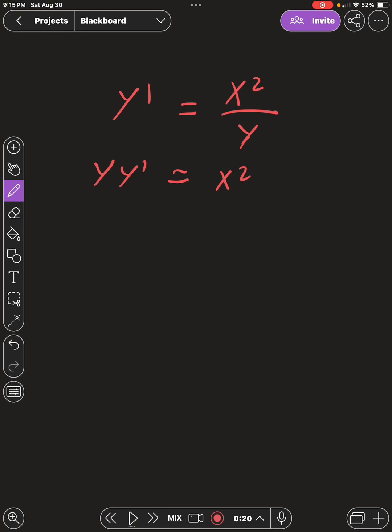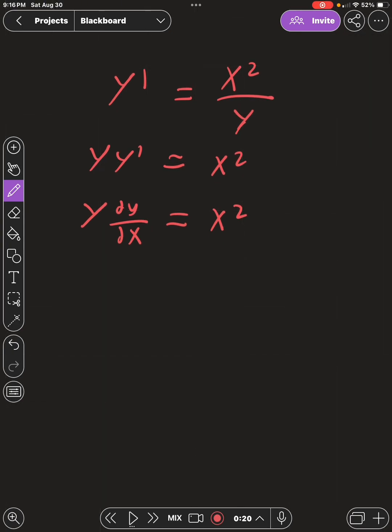Now, we want to get this in a better form here, like using the Leibniz notation. Right now, we're just using the prime notation. Either form works. It's really a personal preference, but if we use the Leibniz notation, you'll see how much easier it is. So if we rewrite this as y dy/dx equal to x squared, what did I do here? Well, I just simply replaced y prime with dy/dx. And that's just easier to do the algebra that way. Nothing really changed. They're the exact same equation, but it's just simpler.